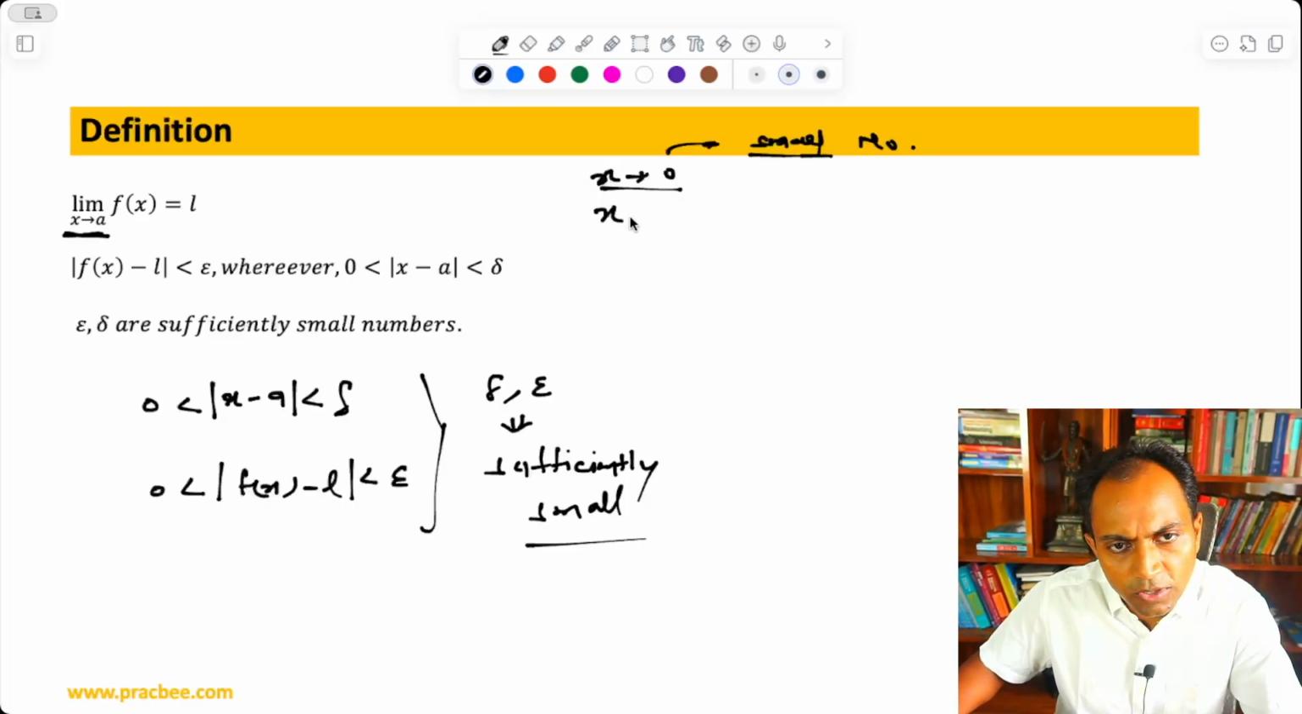And when in this chapter you say that something is tending towards infinity, it does not mean that it's actually infinity. It will mean a very large quantity or a very large number. Now, this is what we actually mean by these terms.